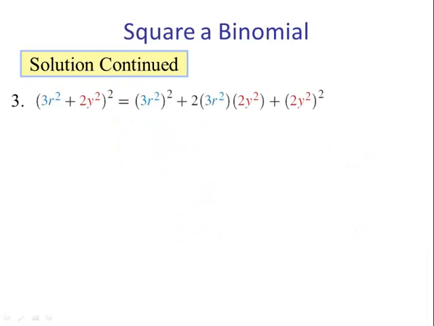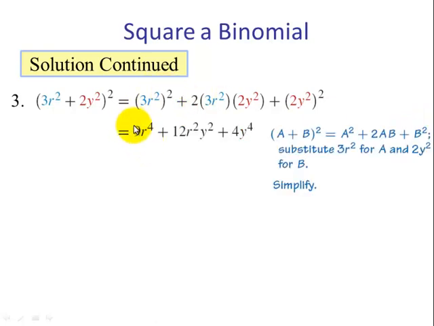Number 3, the hardest. Take the first term, square it, double the product, square the last. So in this example, we have a factor of 3 and we have a factor of r squared. Both these terms are going to be squared. So that becomes 9r to the 4th. 2 times 3 times 2 is 12 r squared y squared. And then the last term, 2y squared, squared. The 2 gets squared, you get 4. y squared squared is y to the 4th.